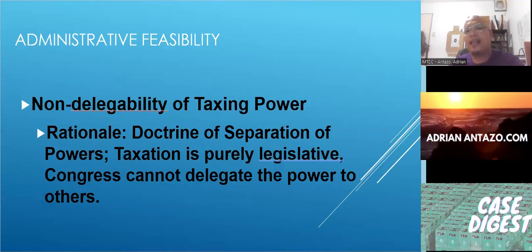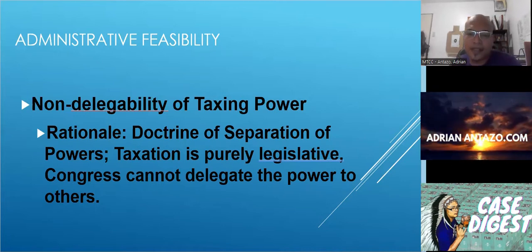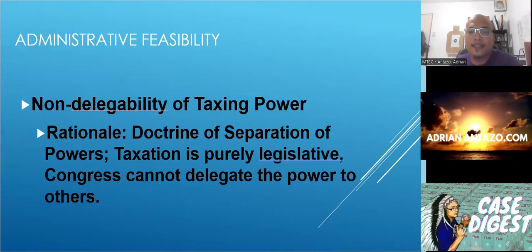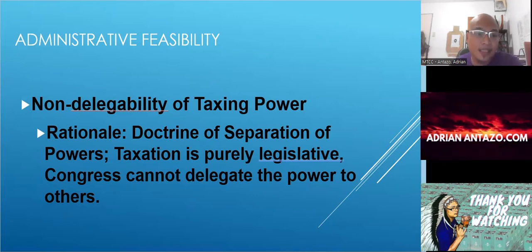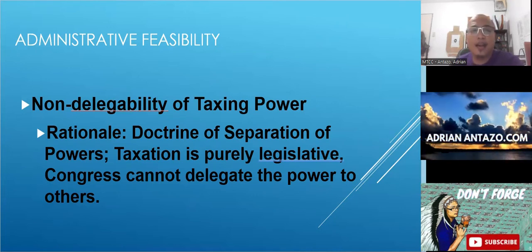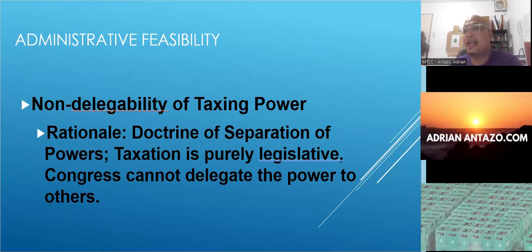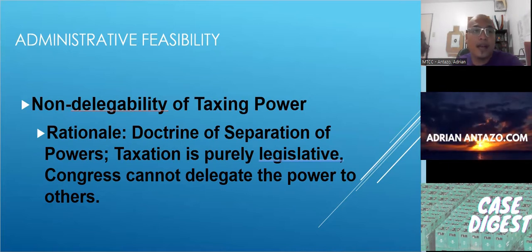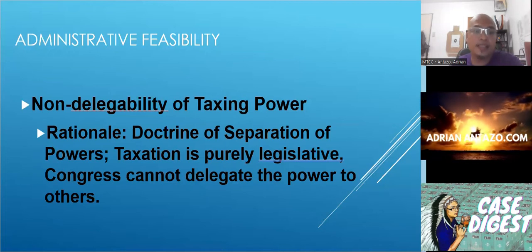Next is the non-delegability of taxing power. The rationale of this is the doctrine of separation of powers. Taxation is purely legislative. Congress cannot delegate the power to others. So ang gumagawa ng taxation natin, yung mga congressman natin at ang mga senador natin. Dahil sila ang gumagawa ng tax natin, sila rin ang nagde-determine ng rate, sila ang nagde-determine kung paano, at kung ano-ano pang issue ng taxation.